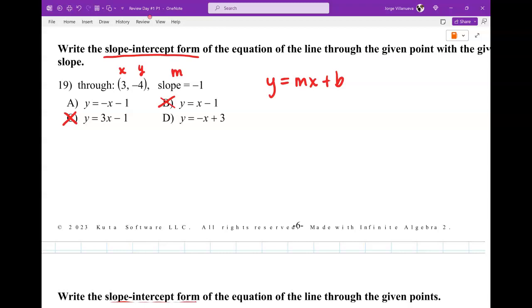Let's find out. So y is -4. m is -1. x is 3. So this gives me -4 equal to -3 plus b. And what I'm going to do now is I'm going to add that -3 over to the left side. So when I add this over, I get -1 is equal to b. So this is my answer right here.